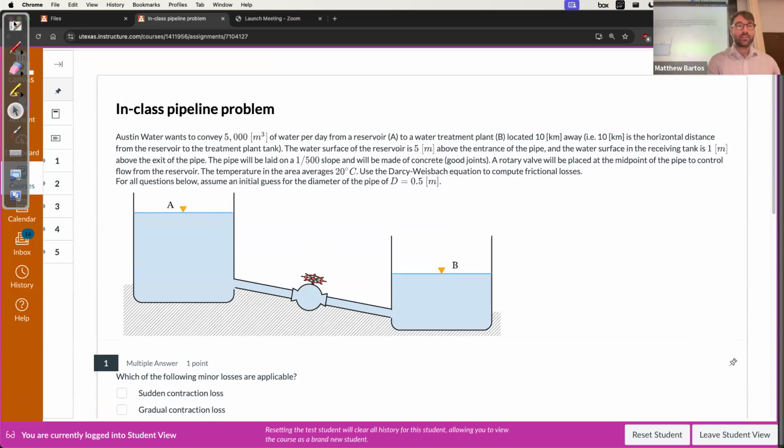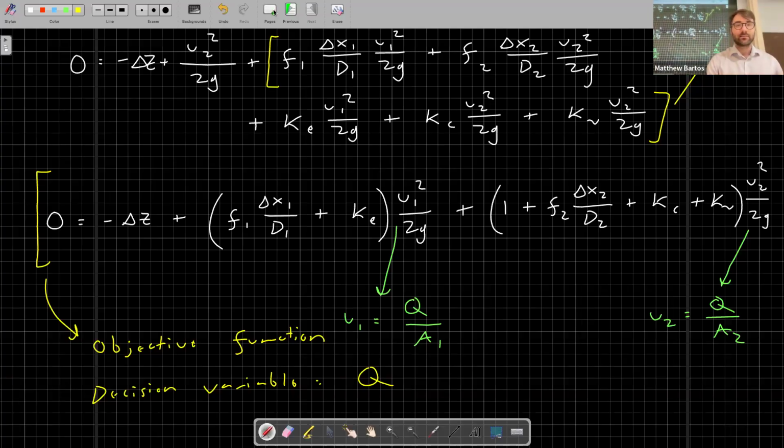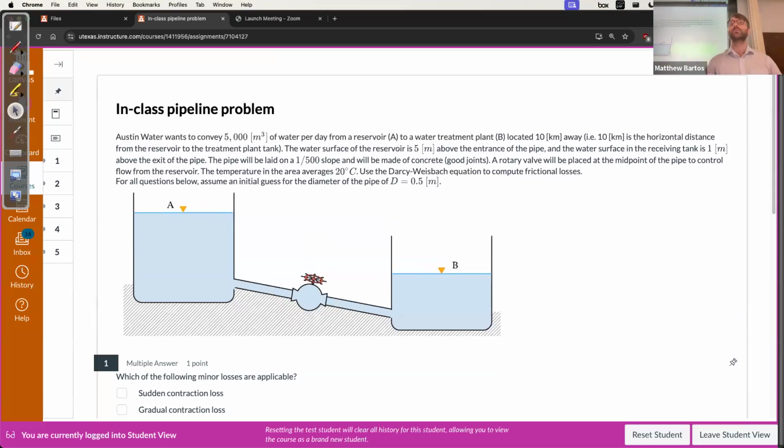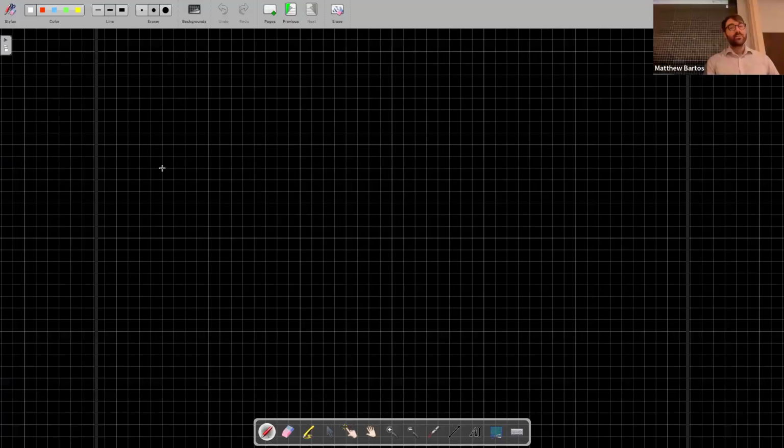So let's just quickly look at this here. What are the three sources of minor losses? Does anyone want to volunteer an answer? Yes, there is a contraction and expansion. It's a specific kind of contraction: entrance and exit losses. So there's an entrance loss, an exit loss, and a valve loss. From that, we can compute the different sources of the minor losses.